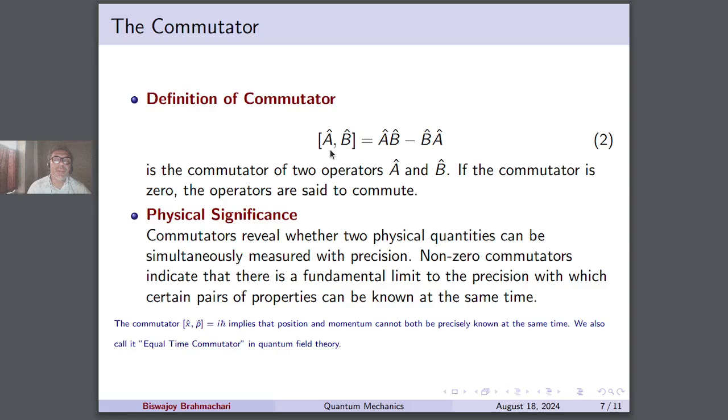And what is commutator? Commutator between two operators A and B is represented as AB minus BA. A and B are two operators. And what is its physical significance? Commutators reveal whether two physical quantities can be simultaneously measured with precision. Non-zero commutators indicate that there is a fundamental limit to the precision with which certain pairs of properties can be known at the same time. So [x, p] equal to iħ, this is also sometimes called the equal time commutator.